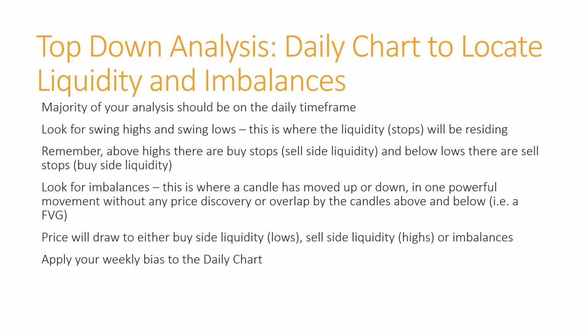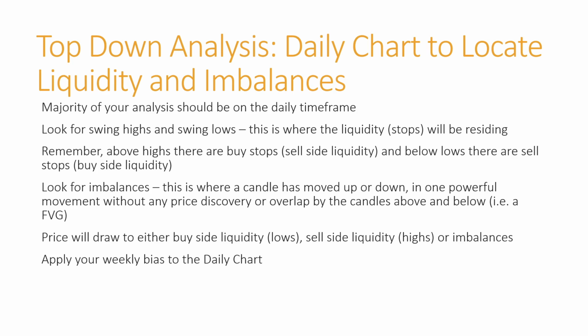On the daily chart, we're also looking for imbalances. This is where a candle has either moved up or down in one powerful movement without any price discovery. When I talk about price discovery, it's just that there's no overlap with the candle, so none of the bodies or the wicks of the candles above or below are overlapping that particular candle. That is basically what a fair value gap is.